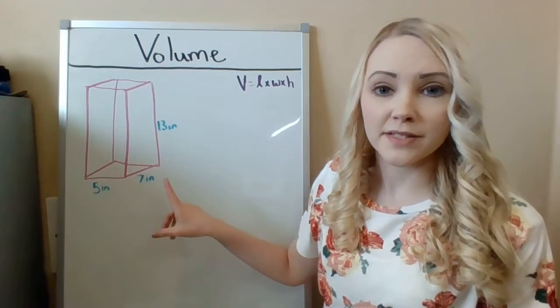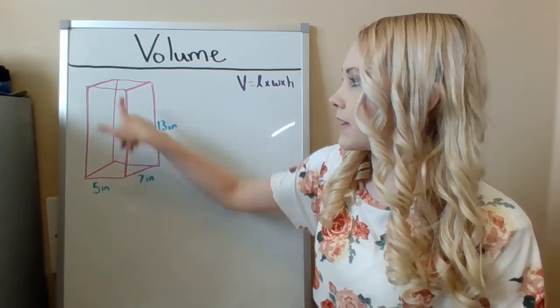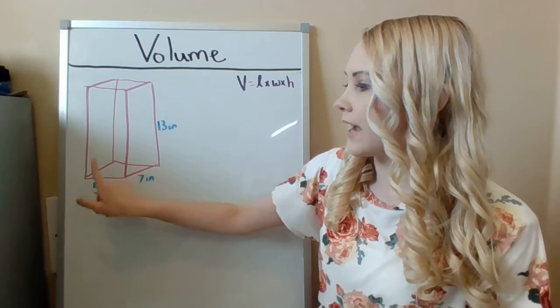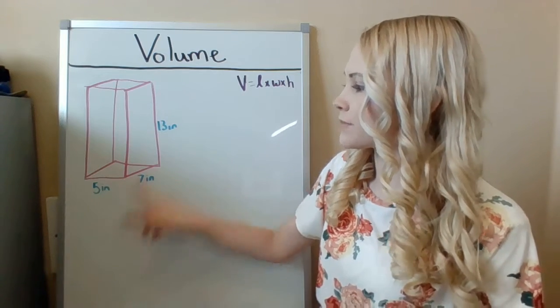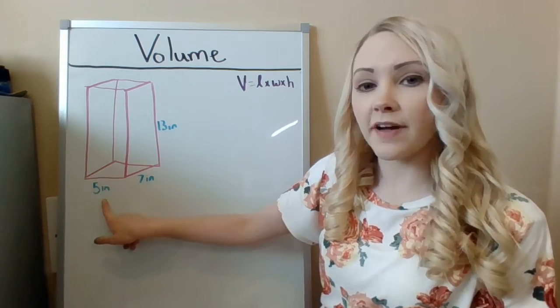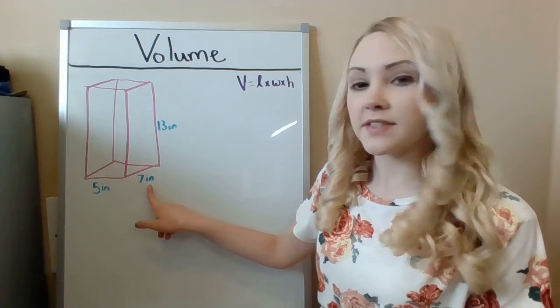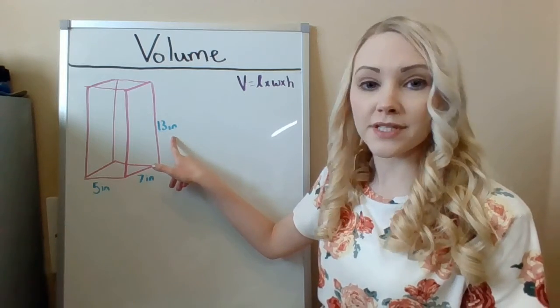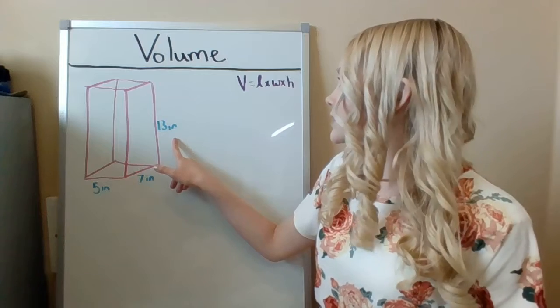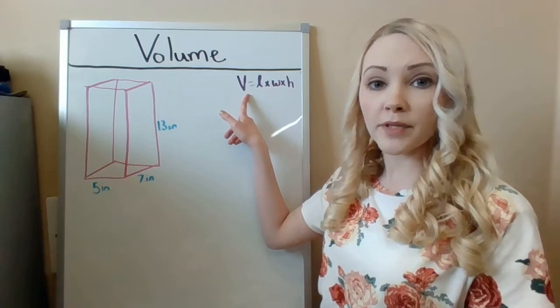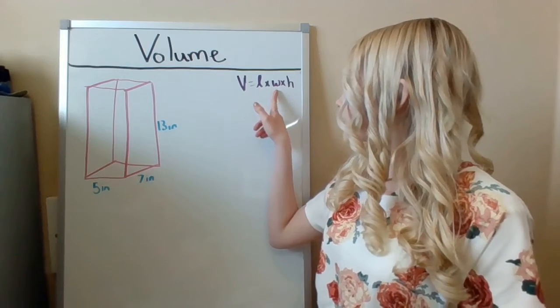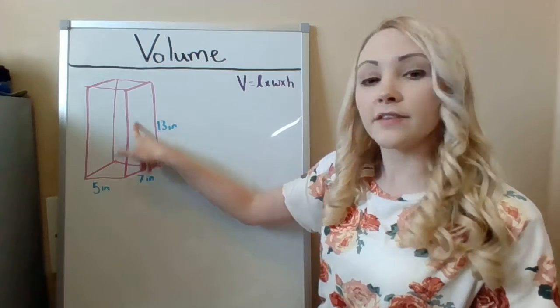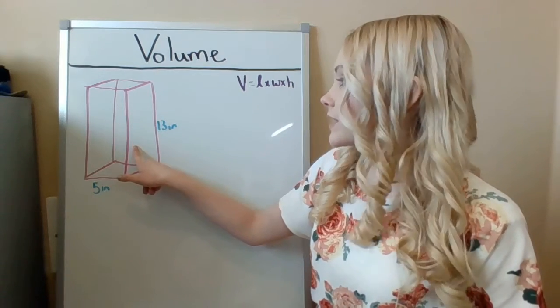All right, so let's practice here with a rectangular prism. I've drawn a rectangular prism, and my rectangular prism has measurements. So we have a length of 5 inches, a width of 7 inches, and a height of 13 inches. So what we're going to do now is we're going to use our formula, which we learned is length times width times height, to find the volume of this rectangular prism.